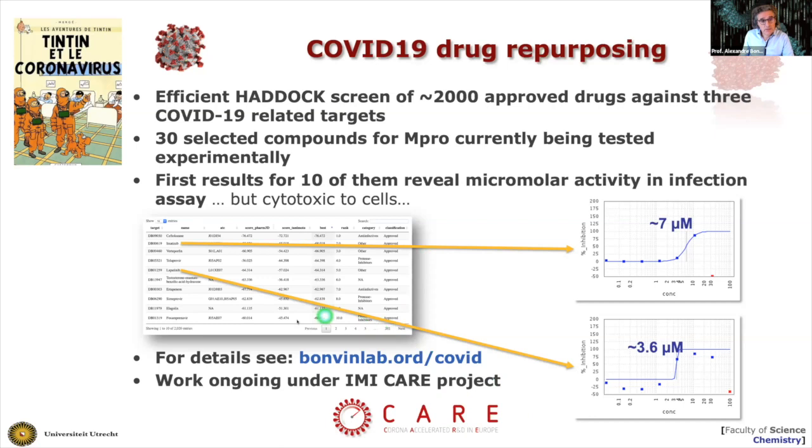In our top five compounds coming out of the screens, two of those showed micromolar activity, a 7 and a 3.6 micromolar, which is actually quite nice. But these were in vitro assays, and when you tried those compounds in cellular assays, the cells were dying. They were basically cytotoxic. So this was the end of the story at the time. But all the information can be found at this website.